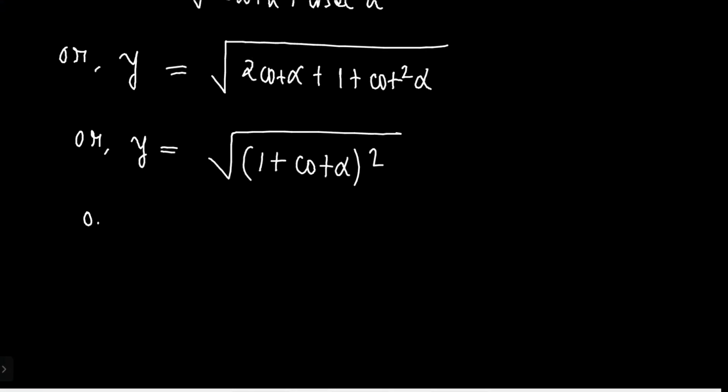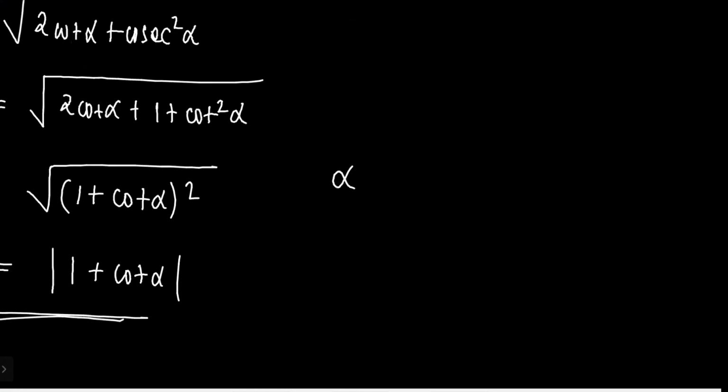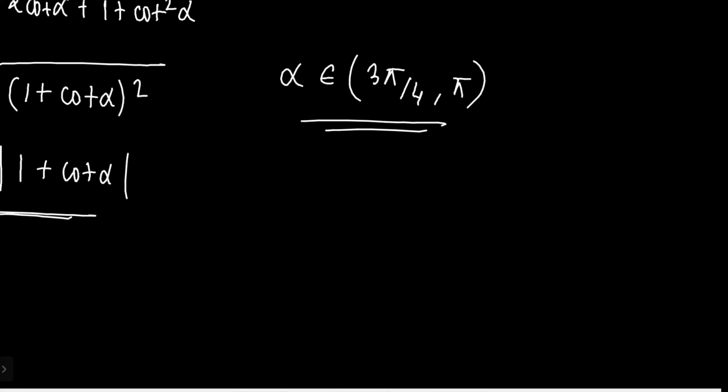Now we all know that root over x square is what? It is mod x. So here we will write mod of 1 plus cot alpha. Okay. Now a very important thing we have to discuss: it is given alpha belongs to 3 pi by 4 to pi. Now if you recall the cot graph that we have done, you can very well understand from the graph that in this interval, 3 pi by 4 to pi, the value of cot alpha is strictly less than -1. Okay, you can recall from that.